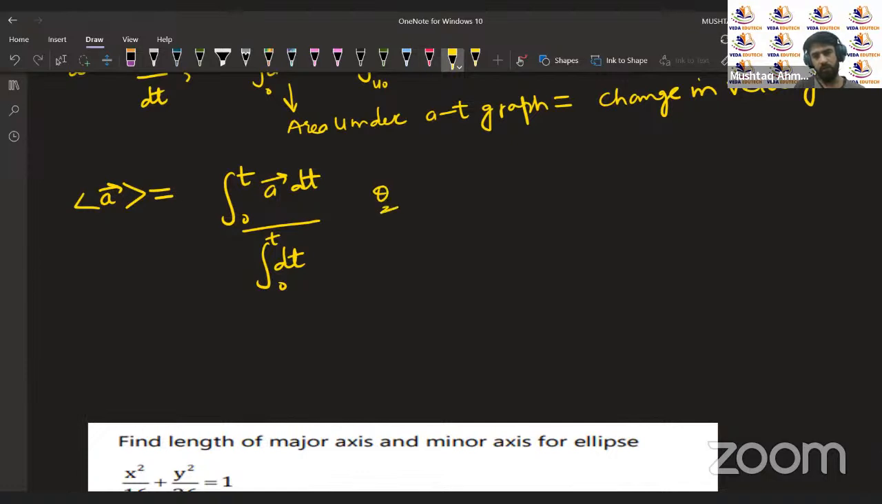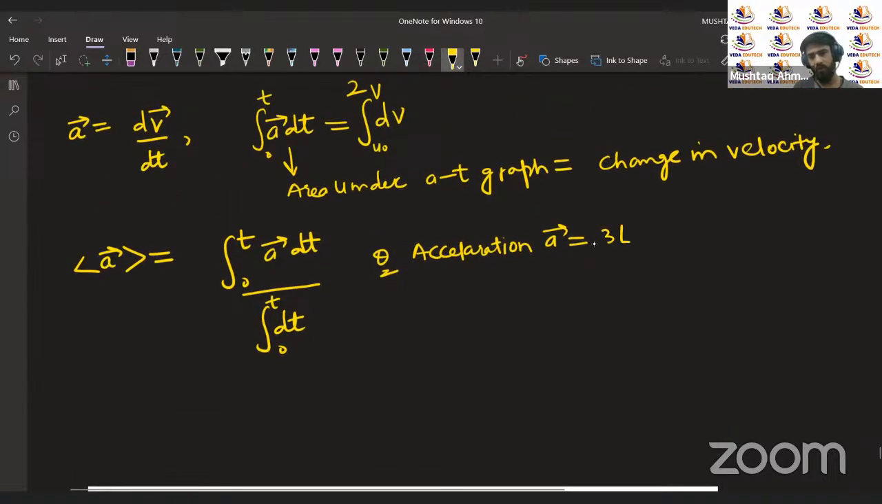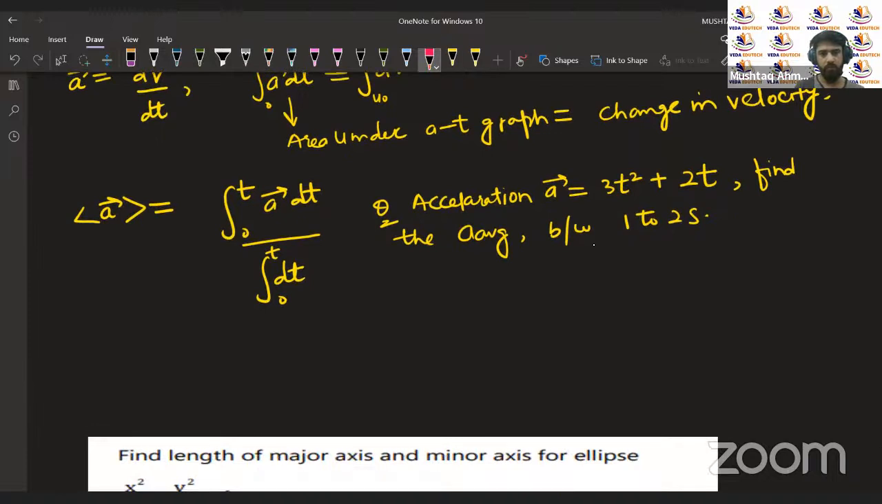Let's suppose that our question is that acceleration as a function of time is given as 3t square plus 2t. Now the question asks us to find the average acceleration between 1 to 2 seconds.